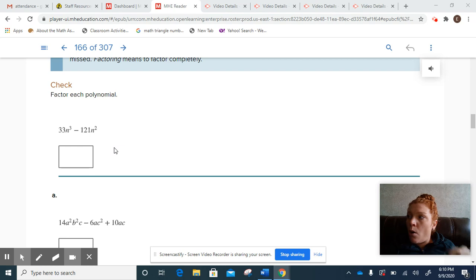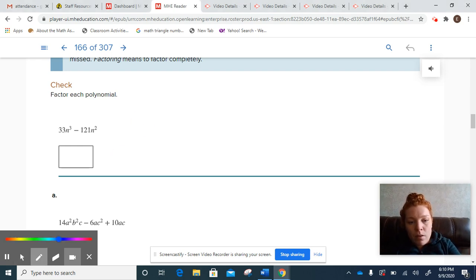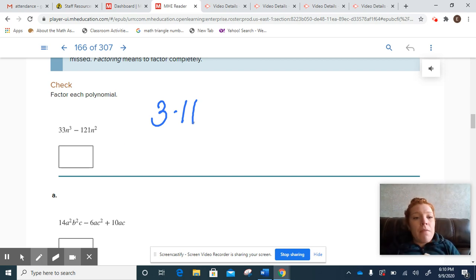Remember, we're thinking about prime numbers. That means 1 and itself goes in. 33 is a really nice one because the only two numbers I can think of are 33 and 1, or 3 and 11. So those two numbers, 3 and 11, are both prime. So we're off to a good start here. So 3 times 11. Okay. And then I need n times n times n. Break those three n's apart.